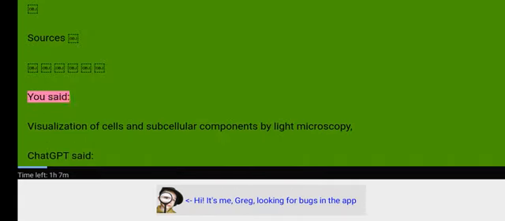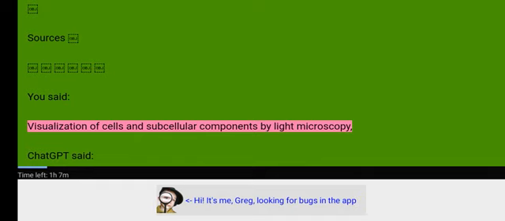Sources. You said. Visualization of cells and subcellular components by light microscopy.